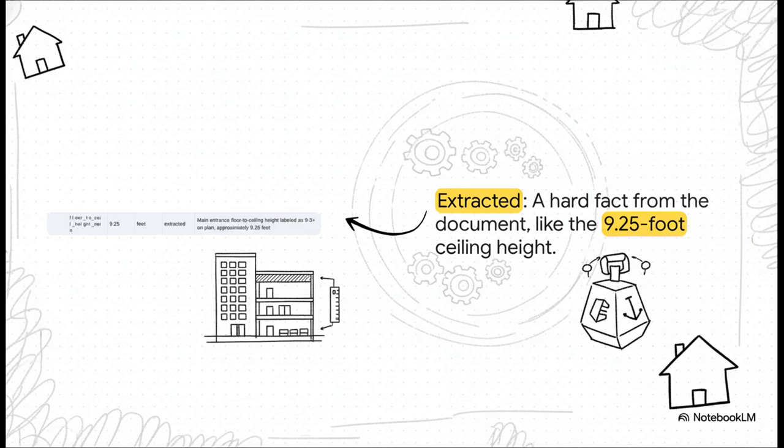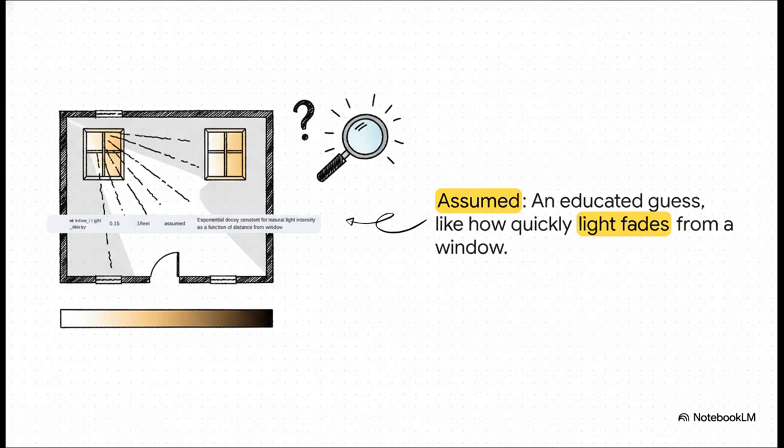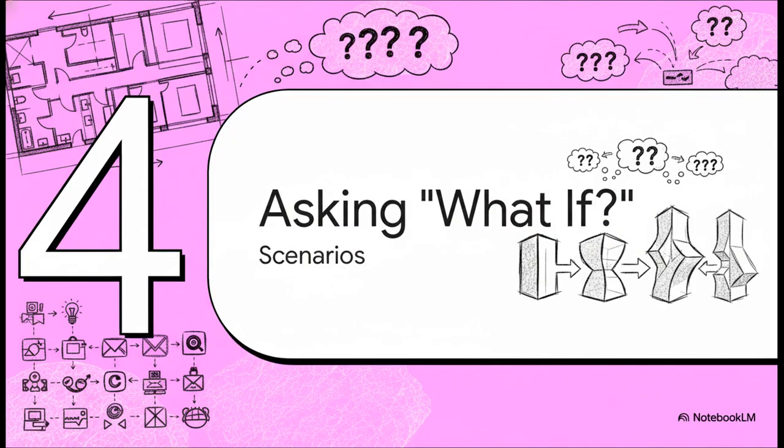No guesswork there. And then you have the other side of the coin. The blueprint doesn't say anything about how light behaves, right? So the simulator has to assume a value for something called window light decay, basically a number that dictates how quickly sunlight fades as you move deeper into a room. It's a reasonable guess, and it's what makes the simulation possible.